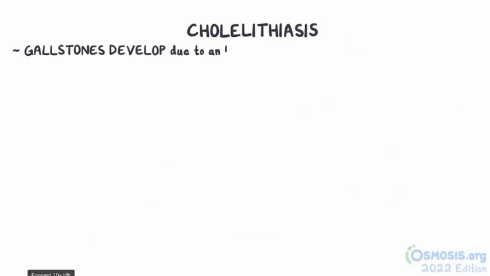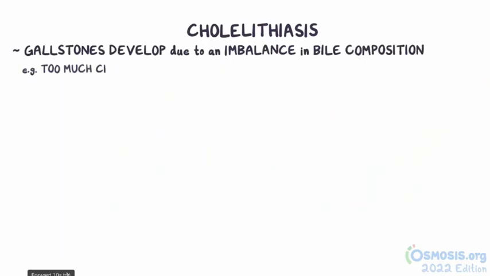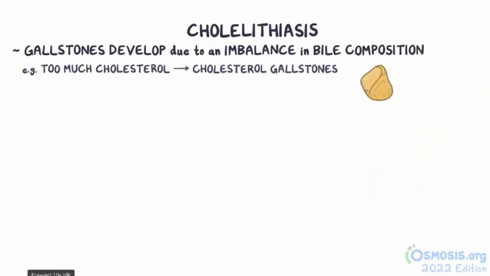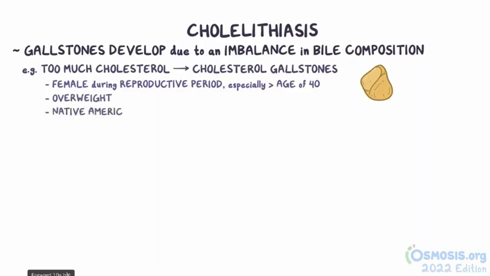In cholelithiasis, gallstones often develop from an imbalance in bile composition. For example, if there's too much cholesterol, gallstones form, and that happens mostly in female individuals during the reproductive period, especially over the age of 40. Other risk factors include being overweight and being Native American.